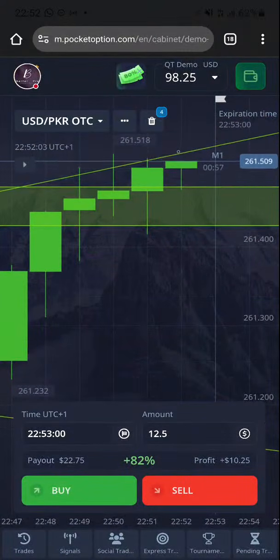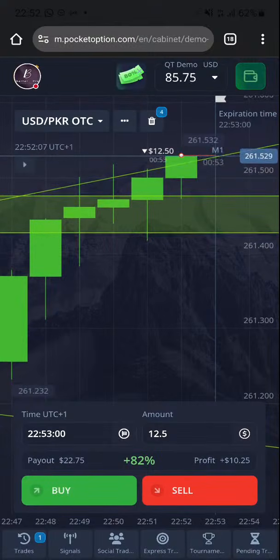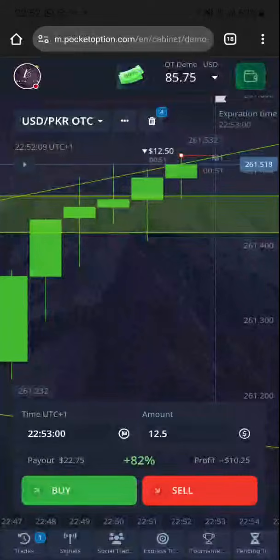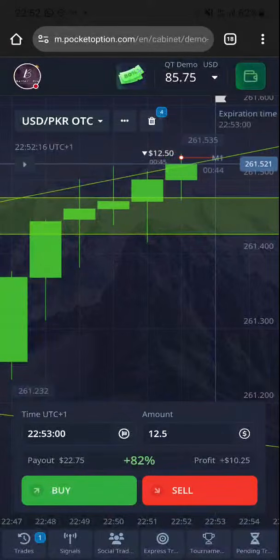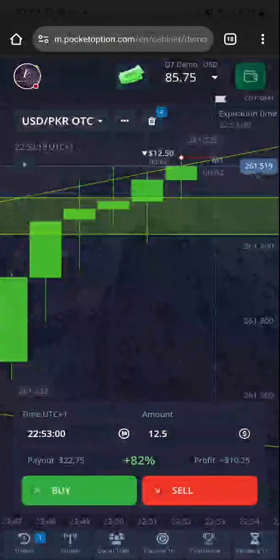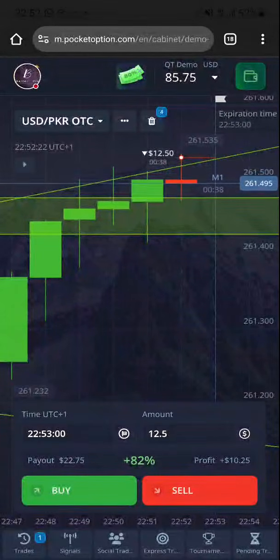I'm going to go with the sellers again. But the reason why I'm going with the sellers is different from the previous reason. Yes, we still have the common point of rejection here, but the reason I'm going with the sellers is because of this round number here. Price opened on this round number. You understand? I'm expecting the sellers to come in.